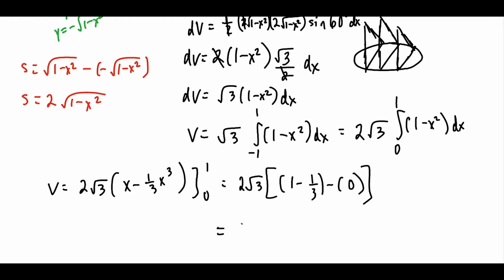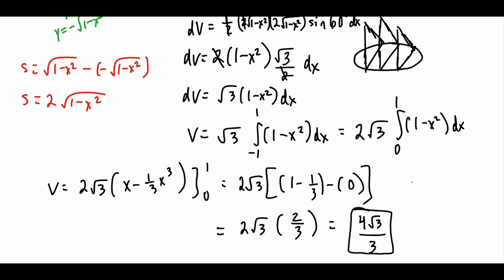So then this simplifies to 2 square root 3 times, and the only thing left in the brackets here is 2/3, which gives you 4 square root of 3 over 3. So that is the volume of our solid for the first question.